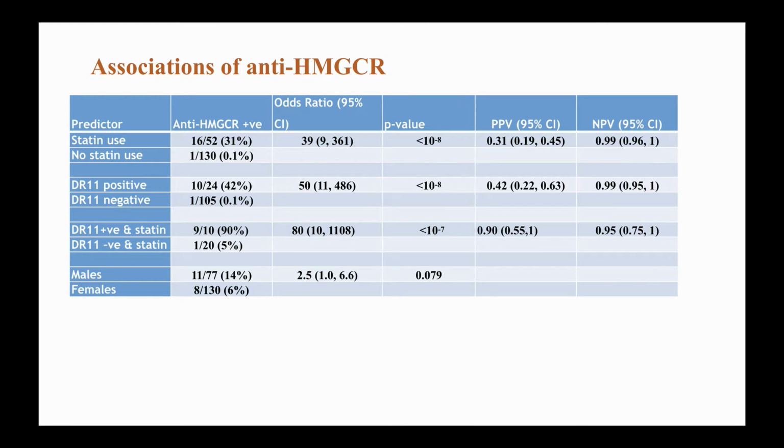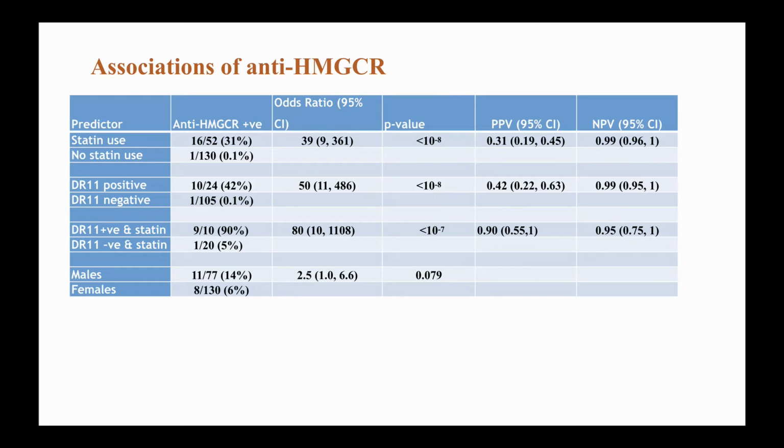We then looked at the odds ratio for positivity with different risk factors. So among patients who were antibody positive, the odds ratio that they had used statins was 39. So 31% of patients who had inflammatory myopathies who had antibodies to HMG-CR had prior statin use, whereas only 0.1% had not used statins. So the odds ratio for statin use was 39 amongst patients who are HMG-CR positive in patients with inflammatory myopathies.